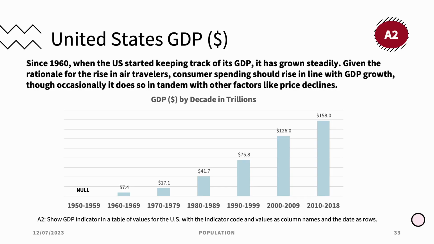Next slide. So this is our last additional question. The A2 question is, show GDP indicator in the table of values for the US with the indicator code and values as column names and the date as rows. Similar to other countries, the United States began tracking its GDP in 1960 and has continued to grow ever since. Consumer spending usually increases along with GDP growth, though sometimes in tandem with other variables like price declines.